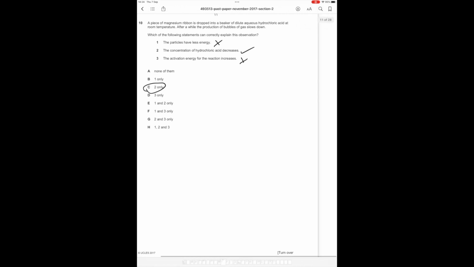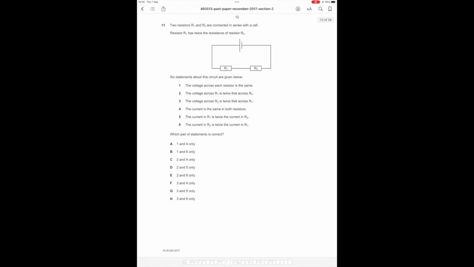Okay, so now question number 11. Two resistors R1 and R2 are connected in series with a cell. The resistor R1 has twice the resistance of R2. 6 statements about the circuit are given below. Which pair of statements is correct?